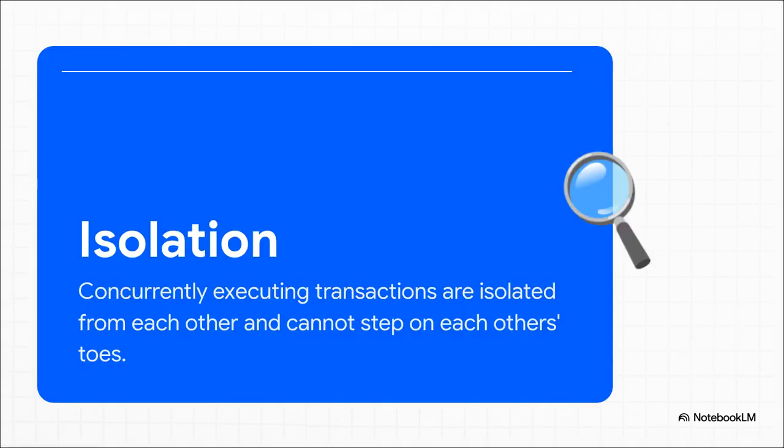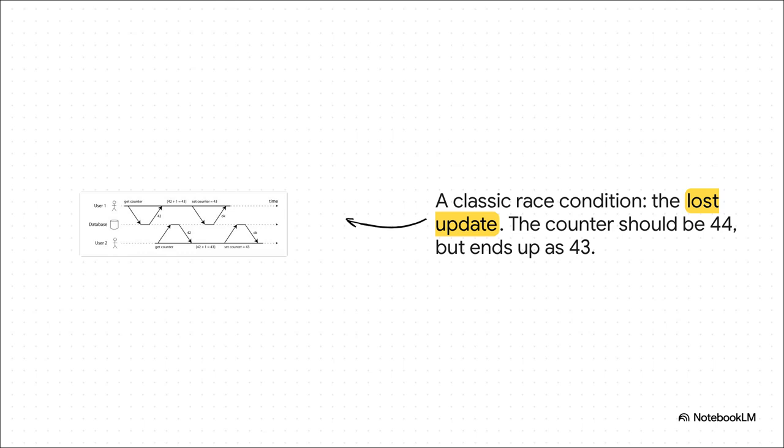Next is I for isolation, and this one is a really big deal. See, most databases have lots of users and processes hitting them all at the same time. Isolation means that even though all these transactions are running concurrently, they're protected from interfering with each other. It creates this illusion that each transaction gets to run all by itself, in its own little bubble, one after the other. And this slide right here shows you exactly what happens when you don't have isolation. This is a classic race condition called a lost update. So you have two users trying to increment the same counter.